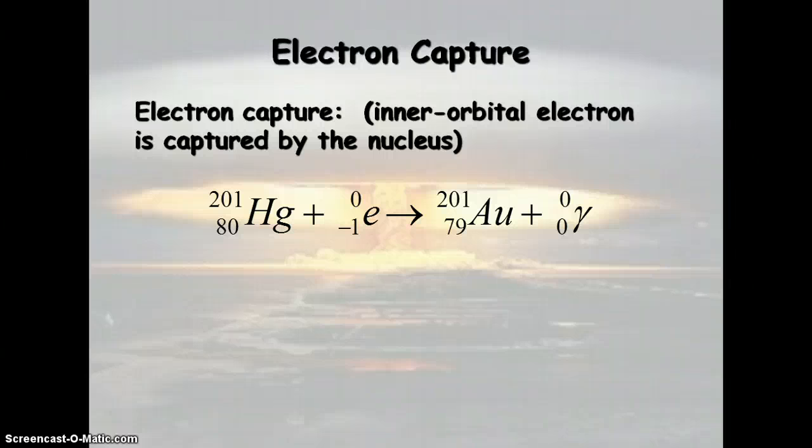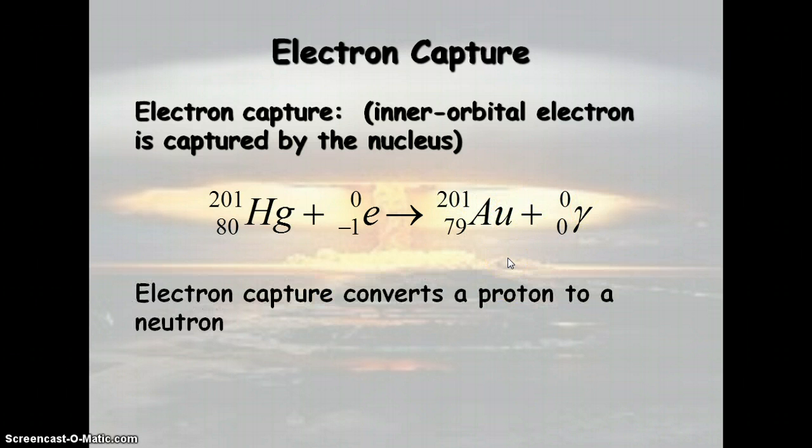Electron capture is another one. It's where you have an inner orbital electron that is captured by the nucleus, and then you have a change in the nucleus. Okay, so here we have a mercury atom that captures an electron, becomes a gold atom, and emits a gamma particle. Electron capture is going to convert a proton into a neutron.